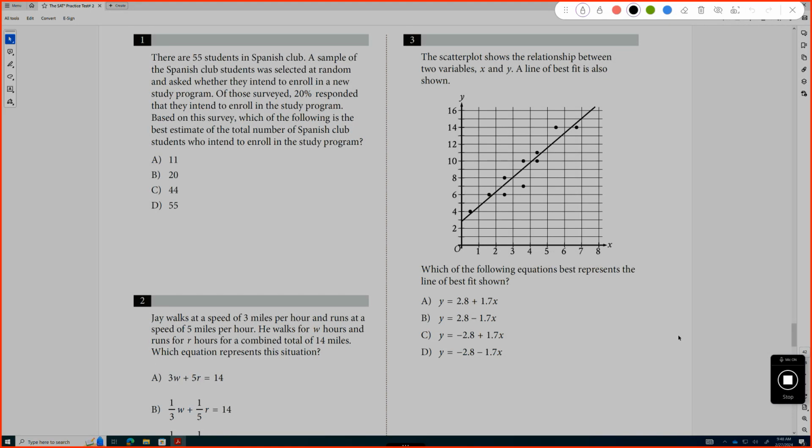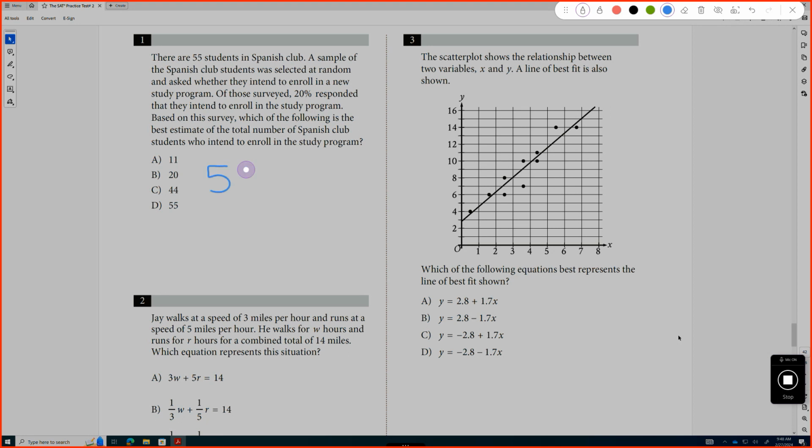Okay, this is going to be video 3, which will be the first part of module 2 of the digital SAT practice test 2. And number 1 question is: 20% of the 55 students surveyed intend to enroll in the study program. So these are the type of questions you guys need to find in the SAT and answer them quickly because they are easy.